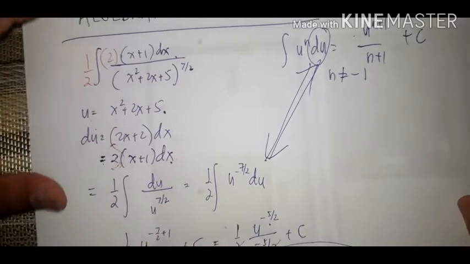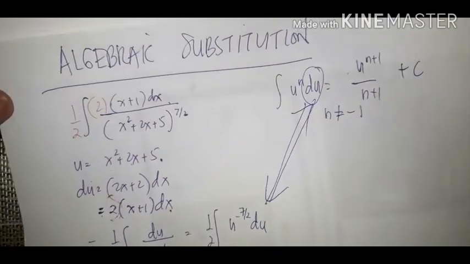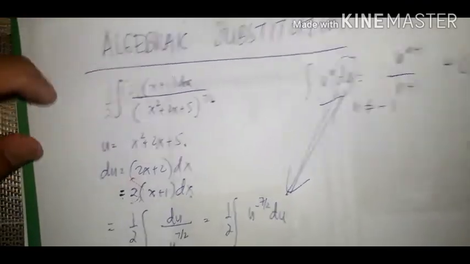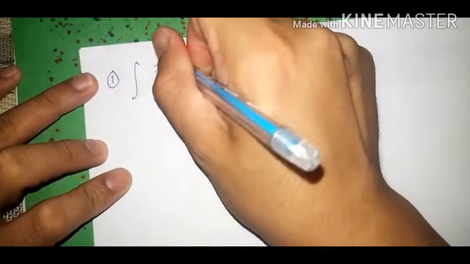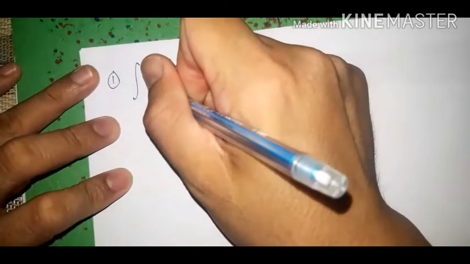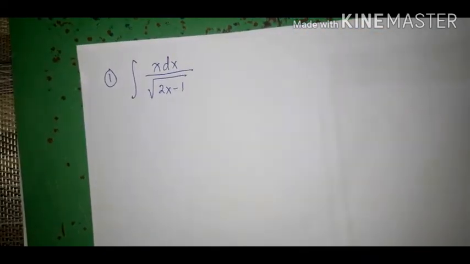So let us discuss some more examples that are more complicated than this one. Let's start with example number 1. If I have here the integral of x dx over the square root of 2x minus 1. So I have there x dx over the square root of 2x minus 1.